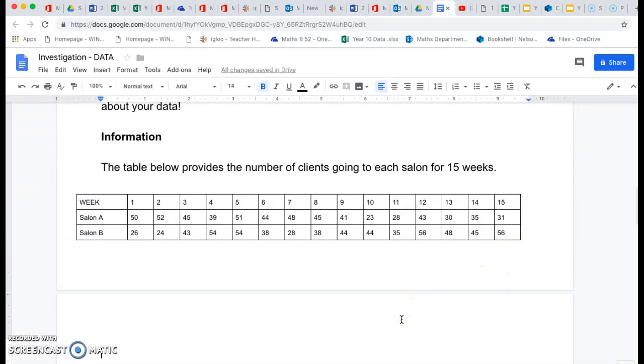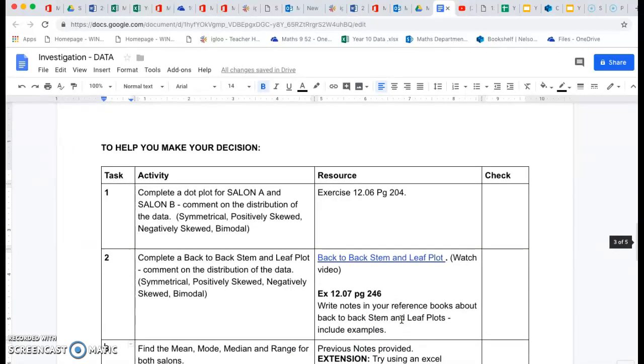This is what you will need to do to help make your decision. Your first activity is to complete a dot plot for Salon A and Salon B. You need to comment on the distribution of the data. And these are the words we've been looking at to correctly explain how data might be distributed. Exercise 1206 on page 204 is going to be your resource or reference for this.